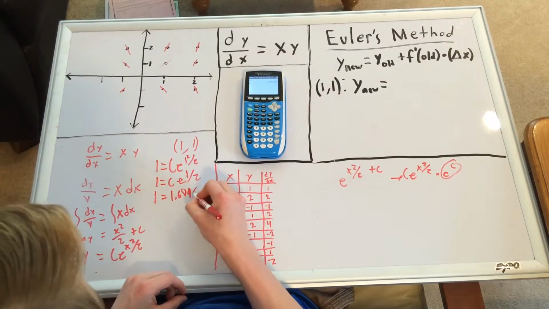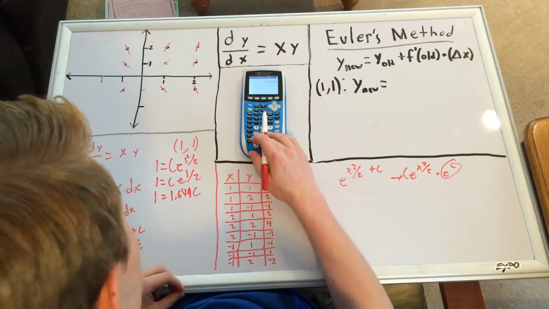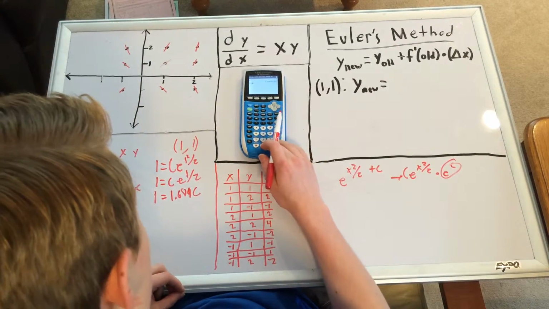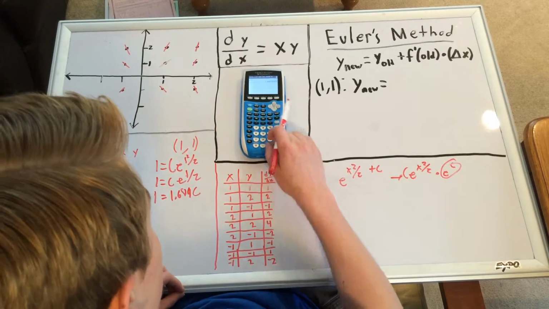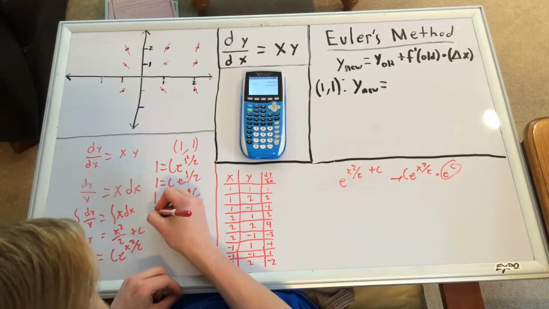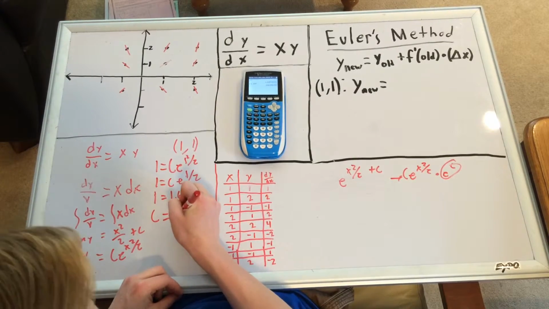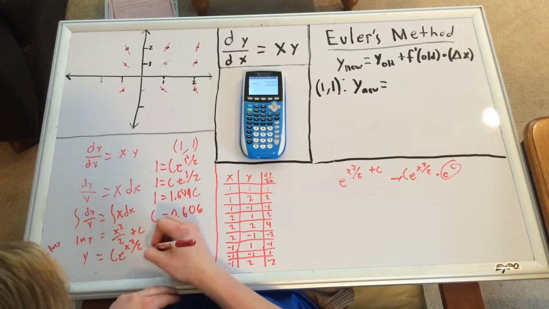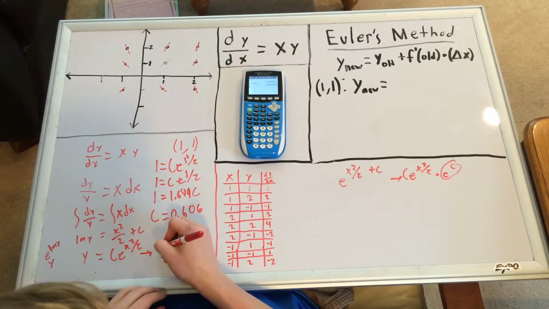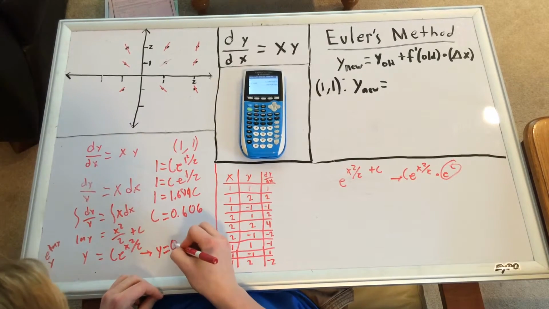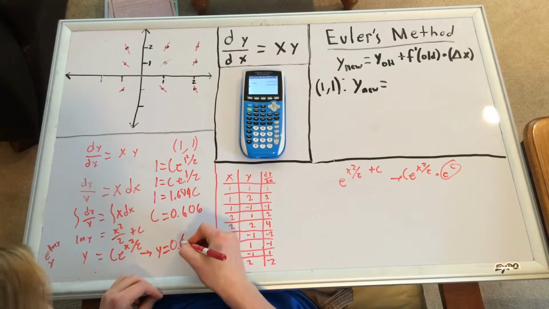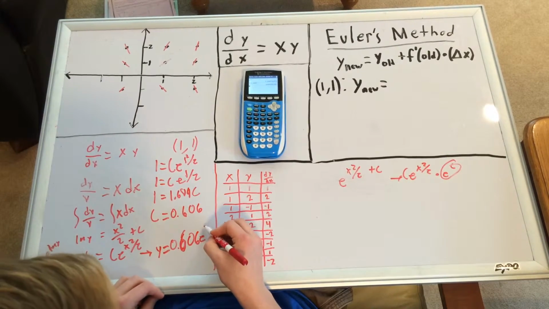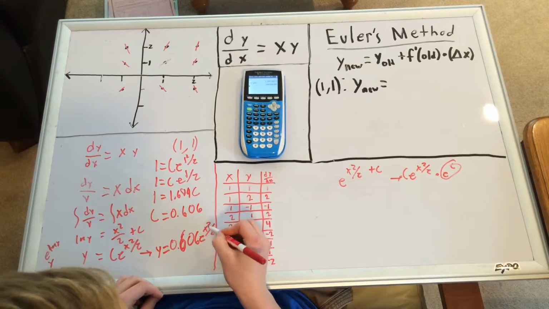1.649 c. We will divide the constants. So 1 divided by 1.649 equals, giving you c equals 0.606. Now we'll plug this back into the equation here, and we will get a final answer of y equals 0.606 e to the x squared over 2.